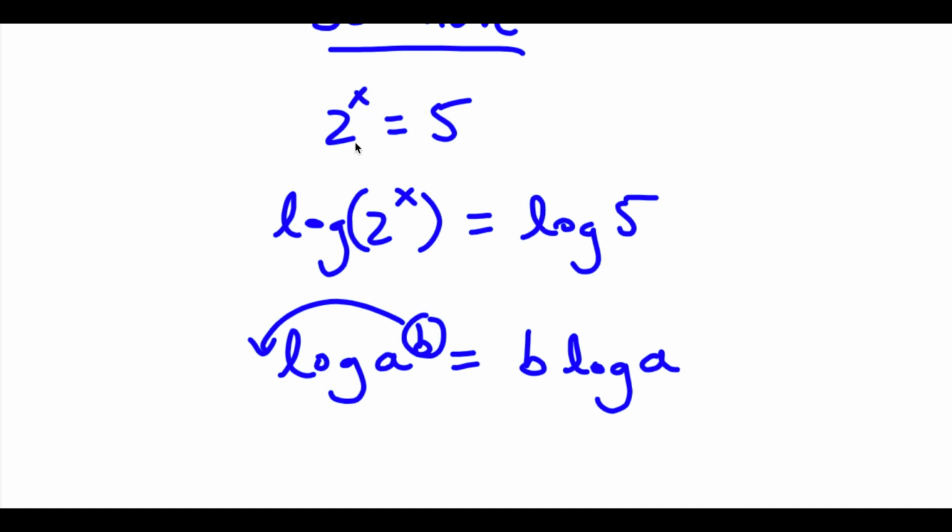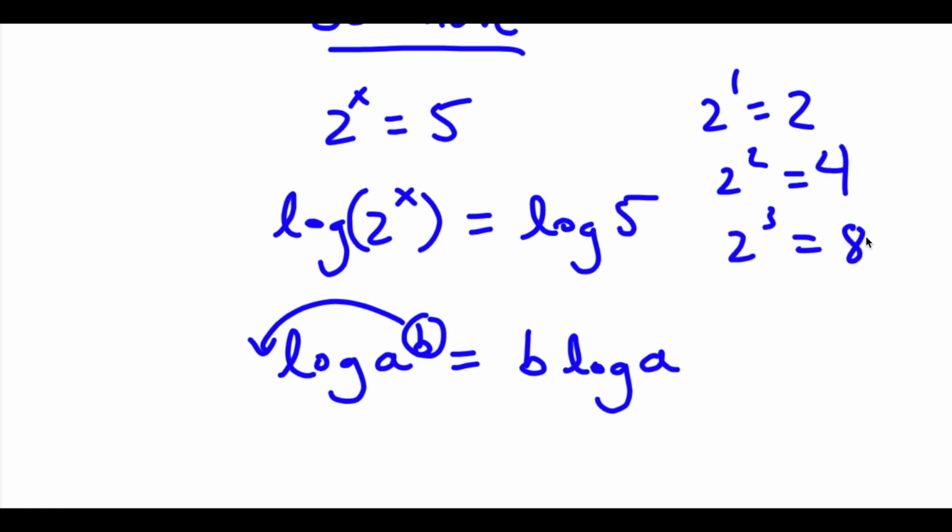And we know that x is going to be a decimal because you can't take 2 to the power of a whole number and make it equal 5. 2 to the power of 1, this is equal to 2. 2 to the power of 2, this is equal to 4. And 2 to the power of 3, this is equal to 8. So the value of x is going to be somewhere in between 2 and 3.